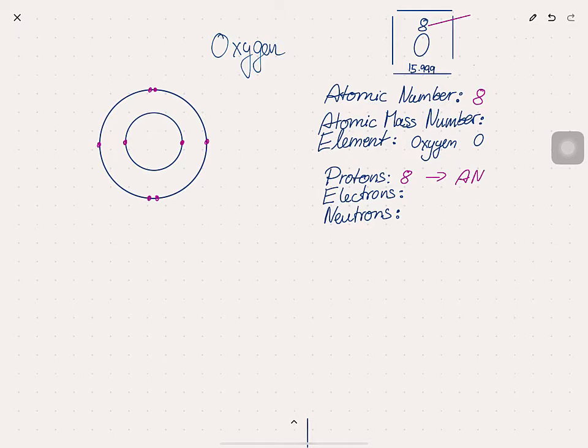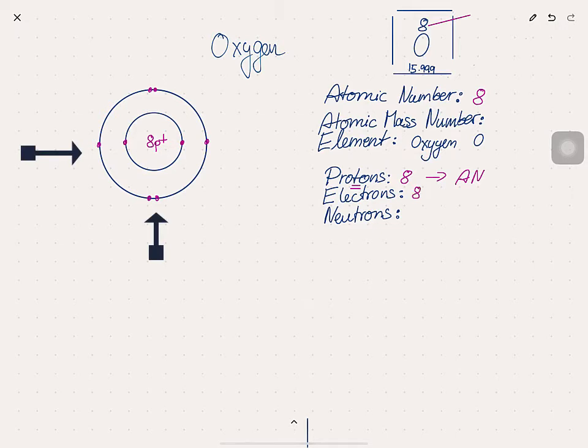Okay, so we know that oxygen is an uncharged element. So it does not have a positive or a negative charge. But we also know that protons have a positive charge. And the protons are usually located in the nucleus. So we have 8 protons in the nucleus. So if oxygen has 8 protons, it also has to have 8 electrons. So what we see is that the number of protons equals the number of electrons. So we also have 8 electrons.